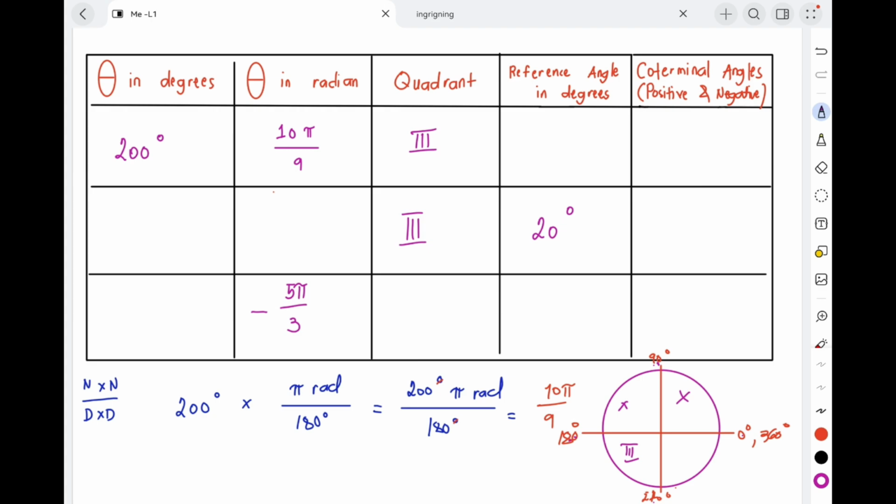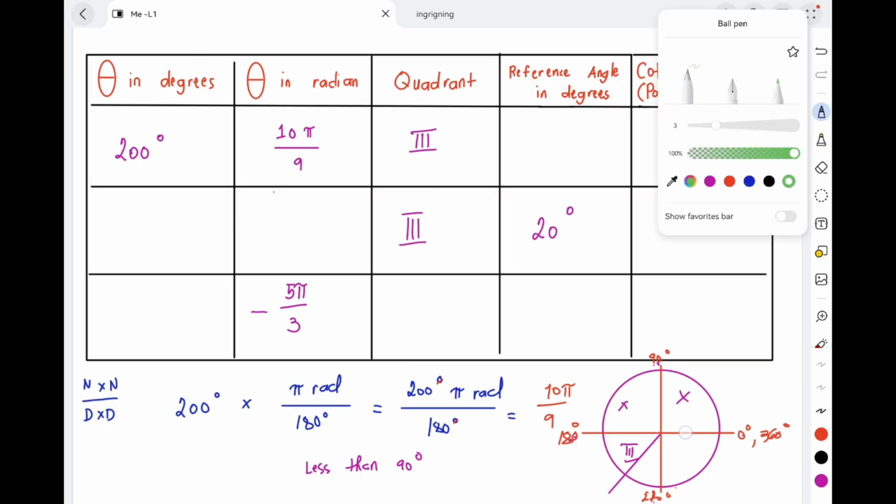Next, for the reference angle, to recall, when we say reference angle, it is always less than 90 degrees, and it always has the x-axis as its frame. Alright, so for example, 200 degrees is in the third quadrant.